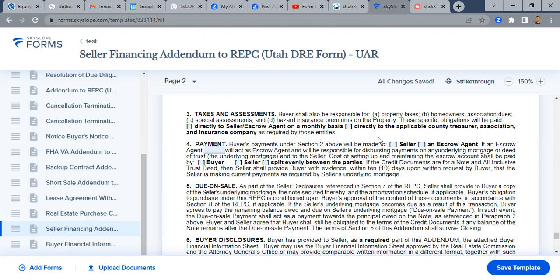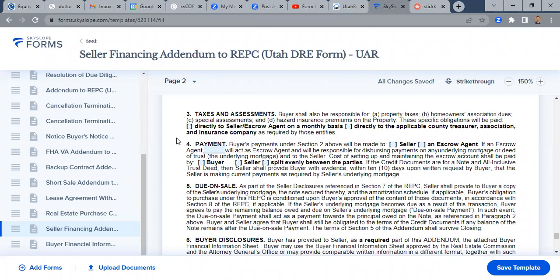Now, they've got to pay these, but who's getting paid, right? Is the buyer paying directly to the county treasurer or the insurance company or whatever, or is it going to an escrow agent on a monthly basis? My recommendation on this is if you own the property outright, then you have a little bit more flexibility as a seller on how you want to do this.